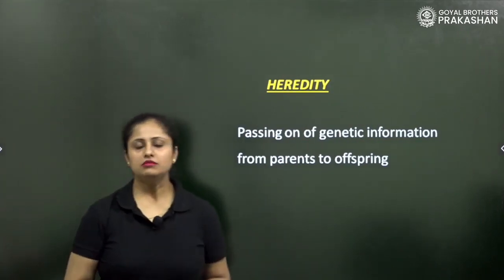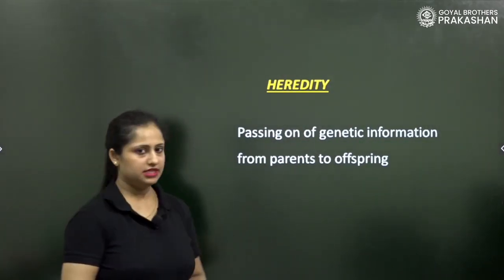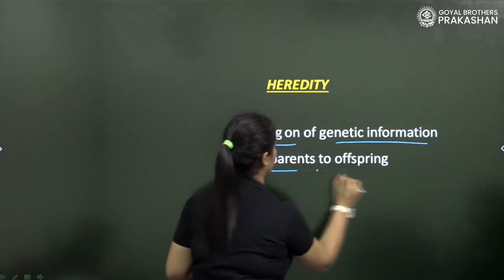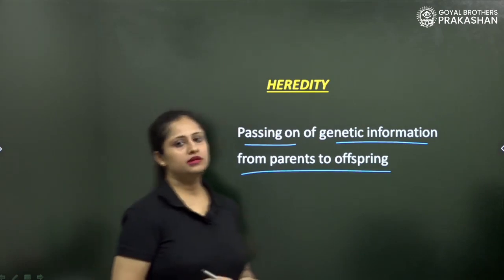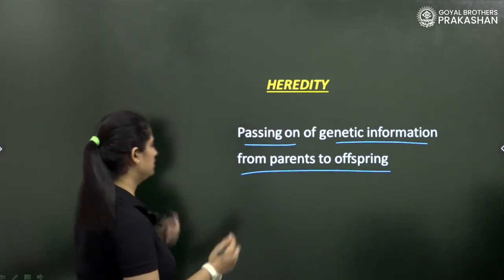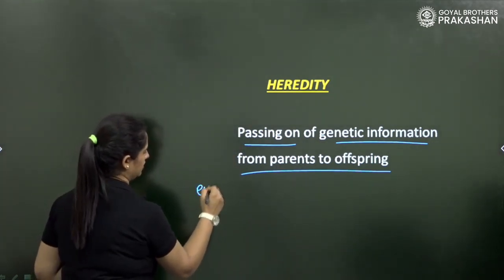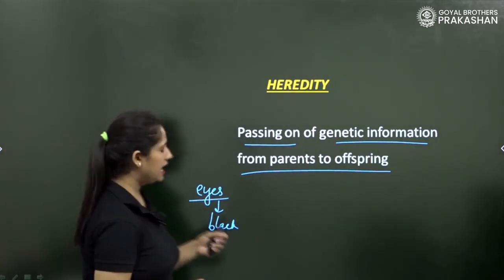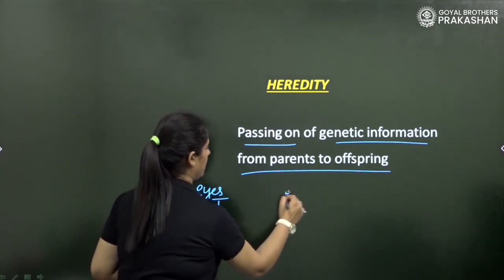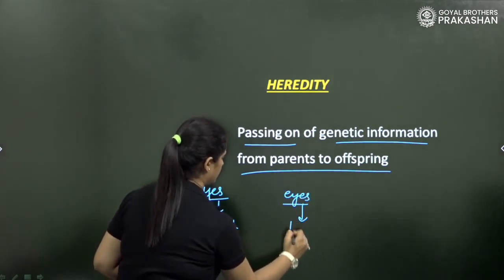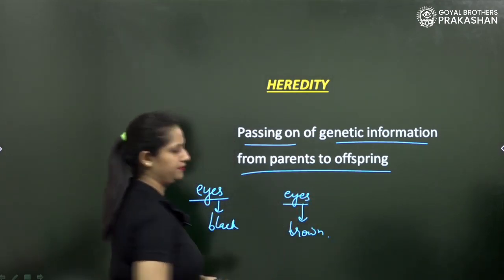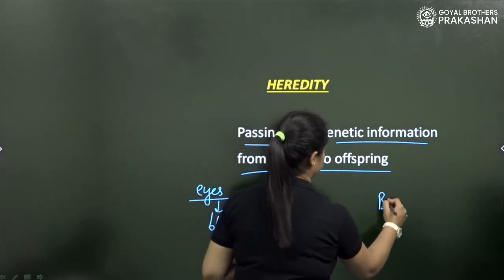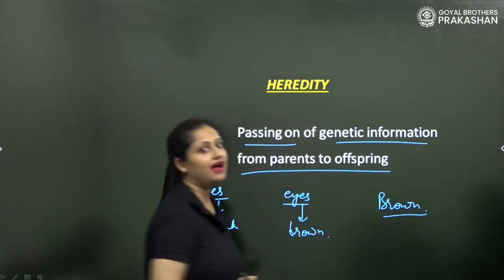Now, come to the next topic, that is heredity. Heredity is the passing on of genetic information from parents to their offspring. For example, if your mother bears the eye color black and your father bears the eye color dark brown or simply brown, and you have noticed that, yes, I have brown colored eyes.